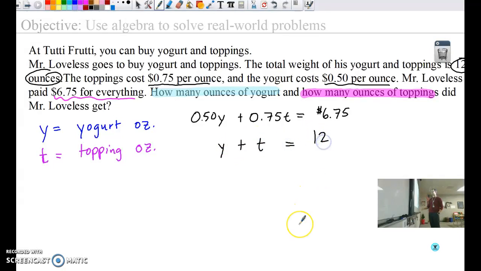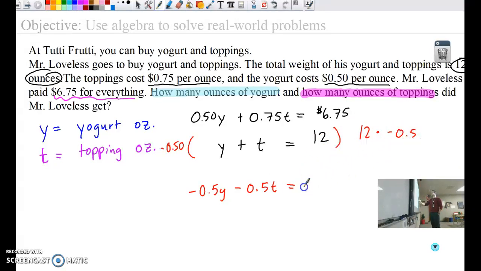weighed 12. All right. So what I can do now is multiply to get opposites again. I'm going to use elimination one more time. So I want the Y's to go away. So I'm going to multiply this entire equation by negative 0.50. And that's going to give me negative 0.5Y minus 0.5T. And then 12 times negative 0.5 is negative 6.